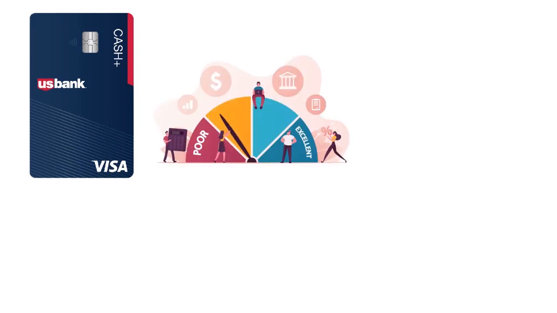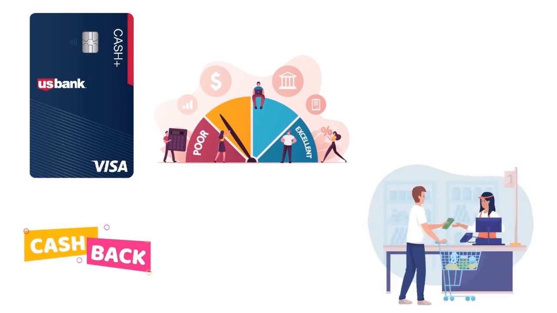Then you'll have the US Bank Cash Plus Secured Visa card. So you can build credit and earn cash back with this card. This is just fantastic. You have up to 5% cash back on 2 categories you choose. You have 2% cash back on 1 everyday category. And you have 1% cash back on all other eligible purchases.